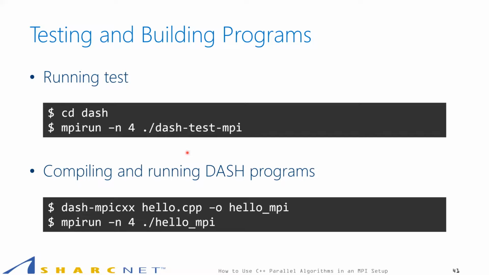After doing that, if you want to compile a Dash sample, for example, hello.cpp, you use the Dash provided script, which adds some linking and header libraries to the default MPI compiler. So you need to use the dash-mpicxx command to compile your C or C++ code. And for running your program, you need to use mpirun or srun in the sbatch script.